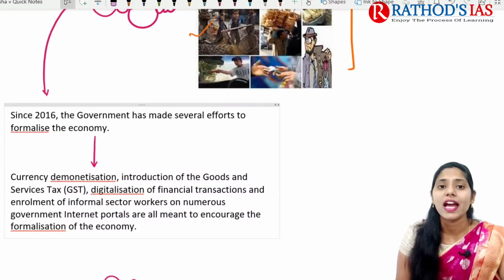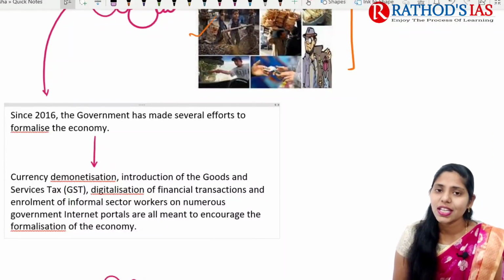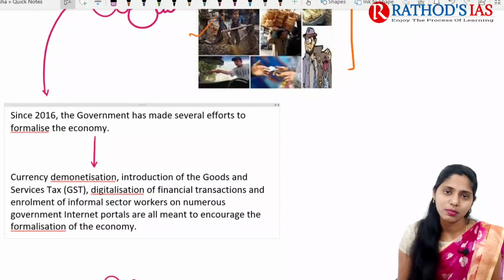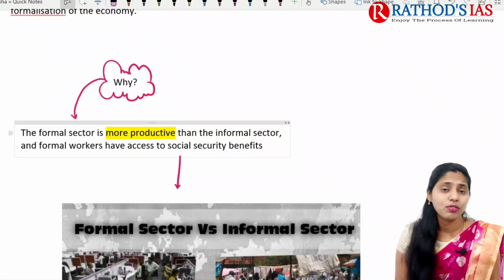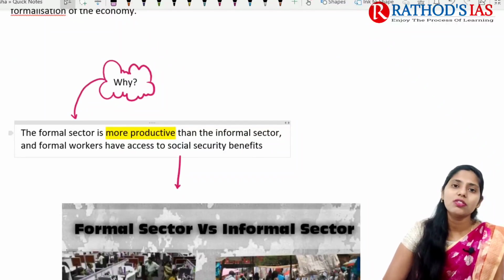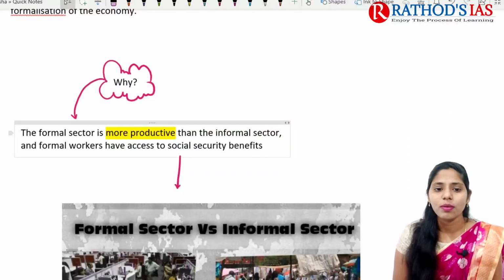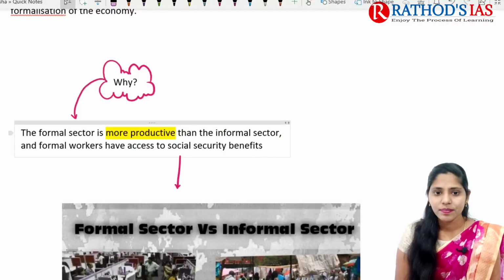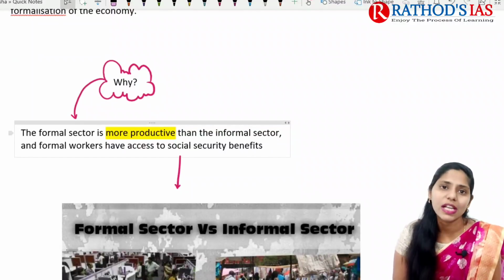So it is coming up with a nationwide database. Okay, so these are some steps which are mainly taken by the government, especially for encouraging the formalization of our economy. If you are talking about why the government is mainly focusing on converting the informal economy towards the formal economy, it is because the formal economy is more productive compared to the informal sector. Okay, because these formal workers will have some social security benefits.